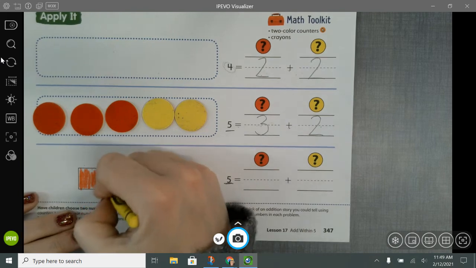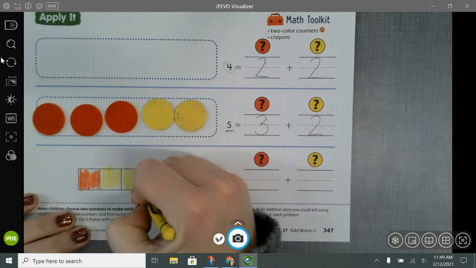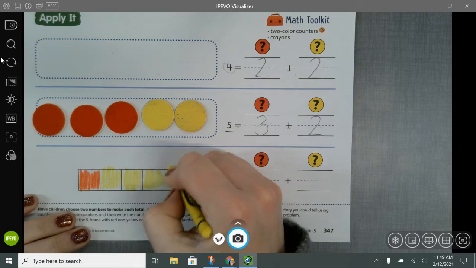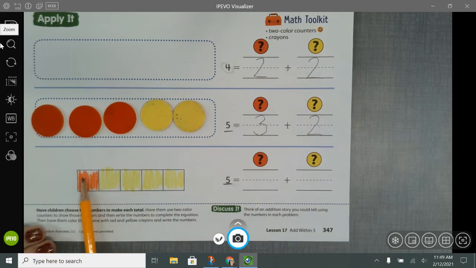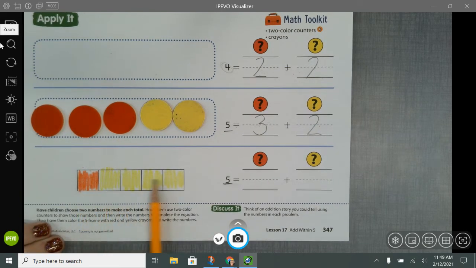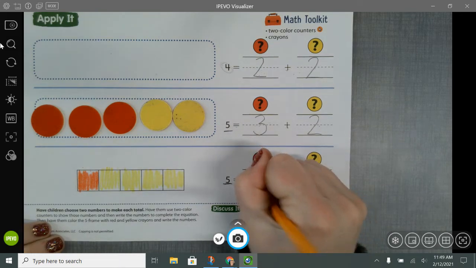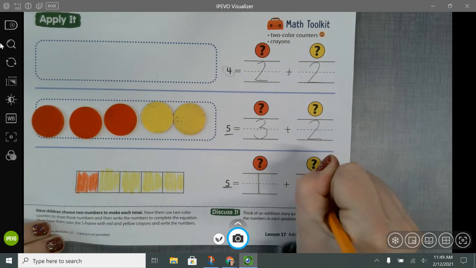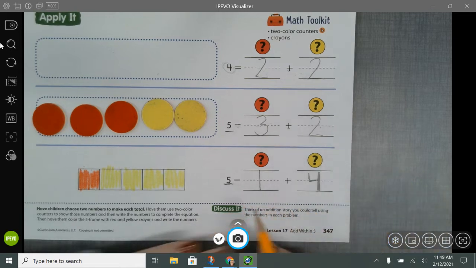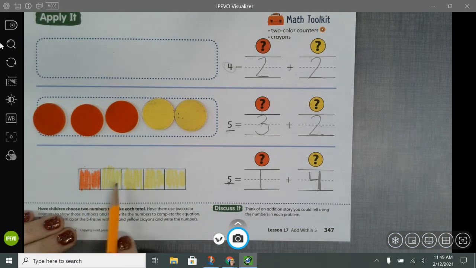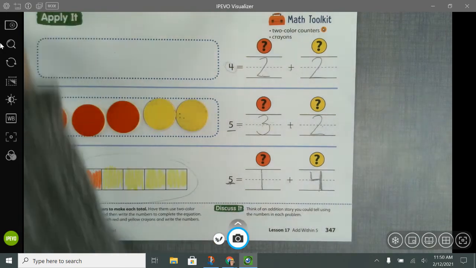All right. I am going to tell a story to go with mine. So you can tell a story also. It doesn't have to be the same objects I use either. I could say, I have 1 red apple and 4 yellow apples. 1 plus 4 equals 5. 1 plus 4 equals 5. Excellent job.